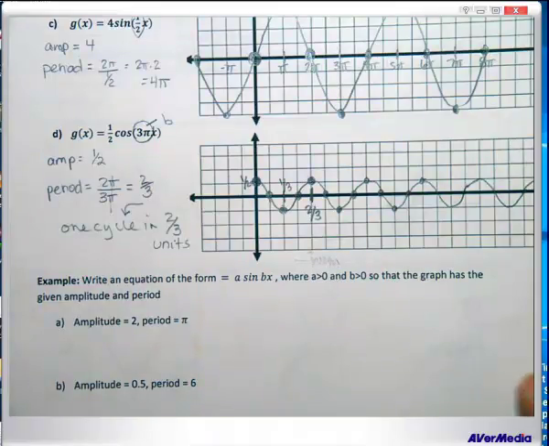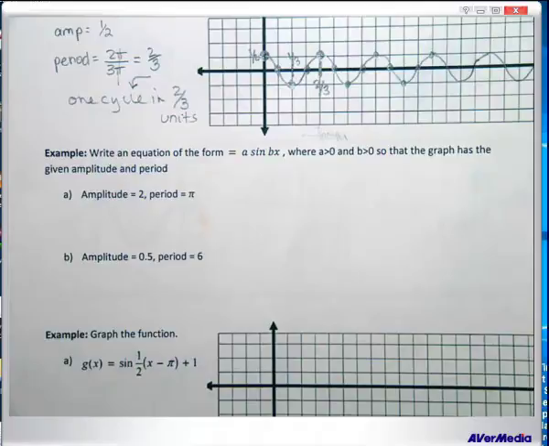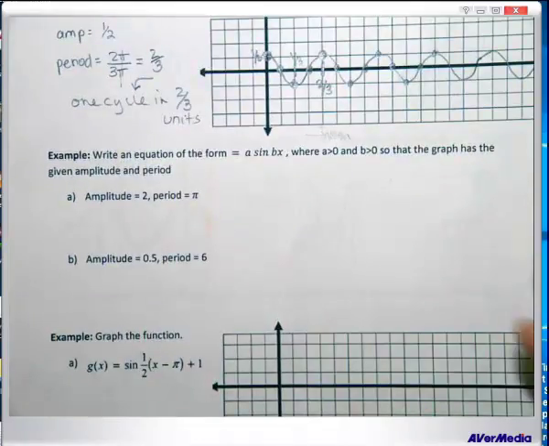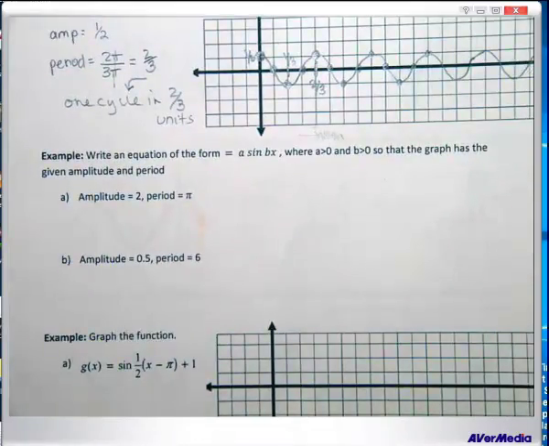All right, this is one other example I think we're going to do today, and then I'm going to let you practice some of the stuff we've done so far, and we'll come back on Monday and do phase shifts. So this one is, how do I work backwards? How do I write an equation for one of these functions given the amplitude and given the period? The amplitude should be the easy part. The period takes a little bit of work.